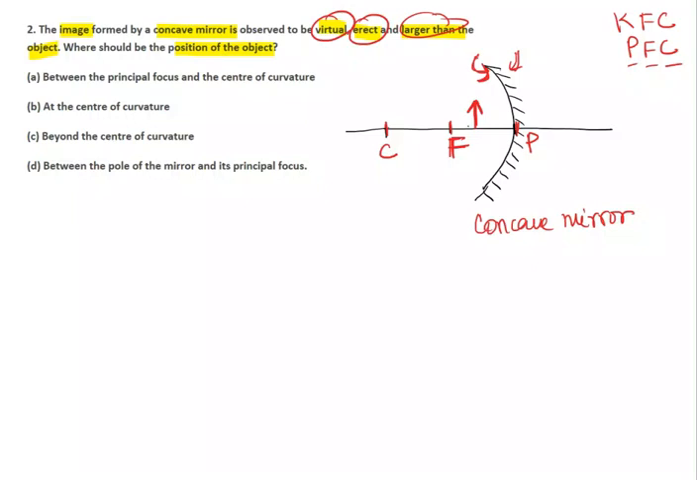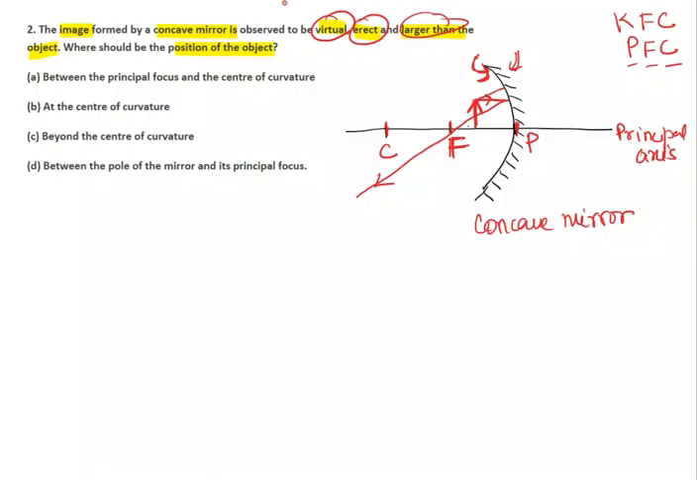So let's draw the ray diagram. First we take one ray that is parallel to the principal axis. This is the principal axis. Now the ray that is parallel to the principal axis will pass through the focus. Obviously, this is the arrow denoting the direction of the ray. Now, the second ray we can take is the one passing through the center of curvature. So, this is the center of curvature.